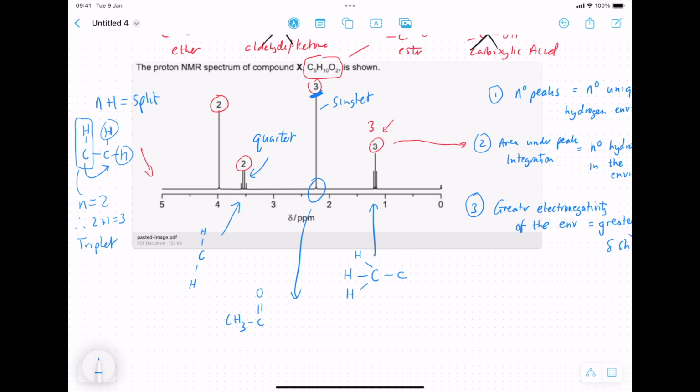So just going off the point there, just to explain the splitting patterns to you and how we can use them. So we know there could be a CH2 next to a CH3. And then finally, we've got this one, which is basically on 4.